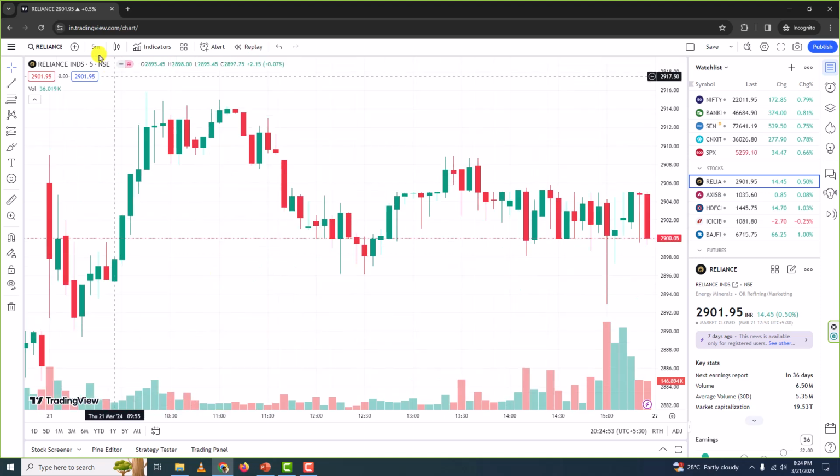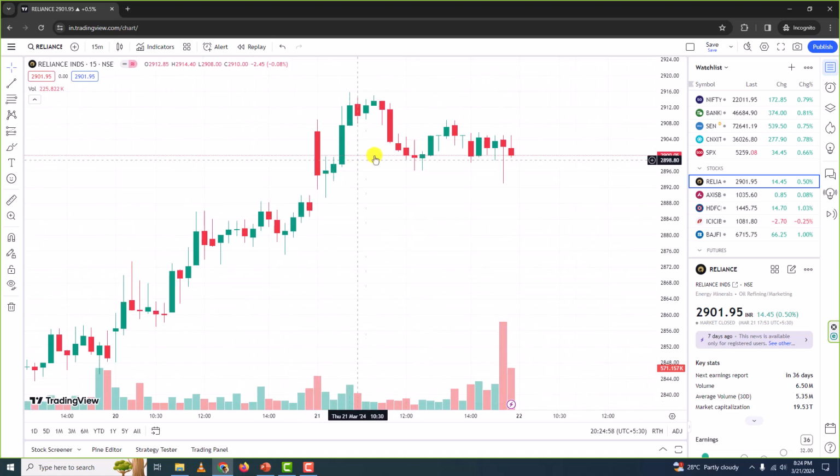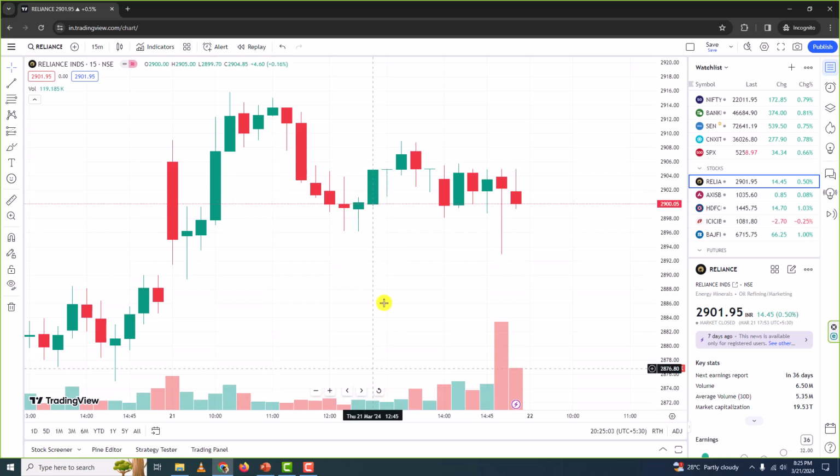Similarly, we have 15-minute candlesticks, and you can see the number of candlesticks also reduced. If you move your mouse, you can see the duration from which it is formed. This is formed from 10:30 to 10:45, or I can say each candlestick represents 15 minutes of price movement. So by going to lower time frames, we'll come to know how the price has moved or how it is moving.